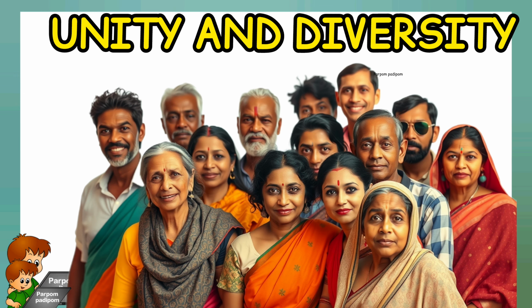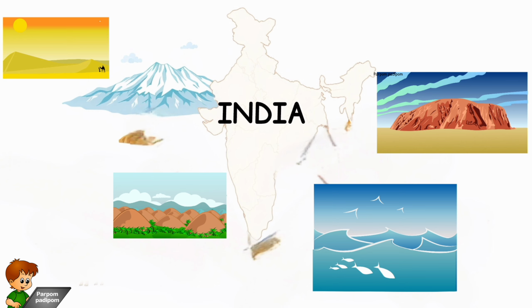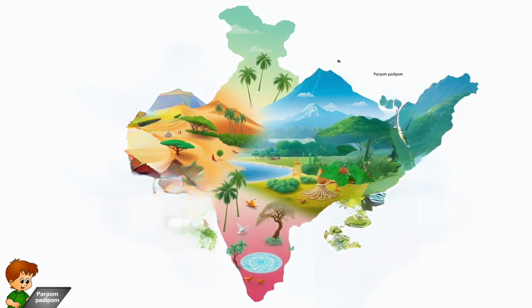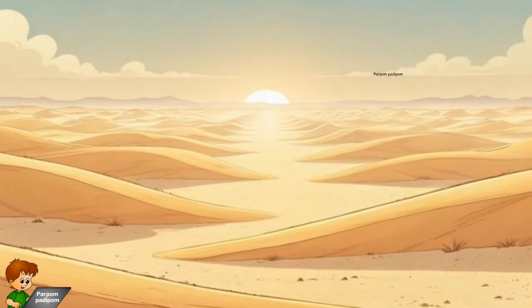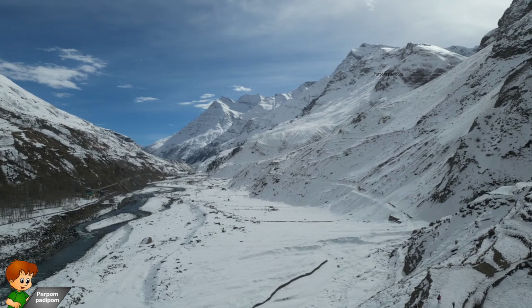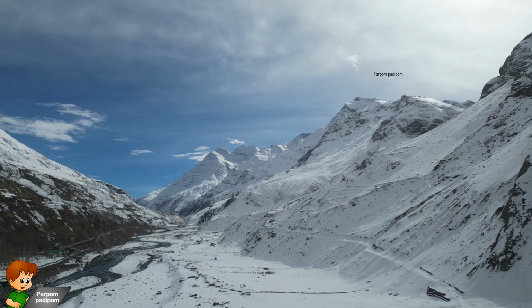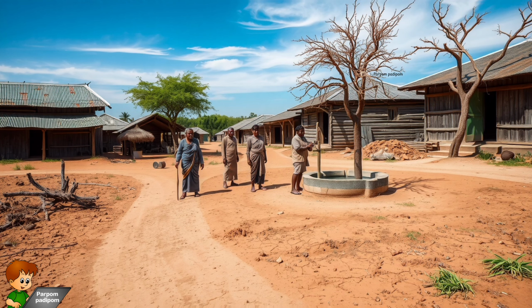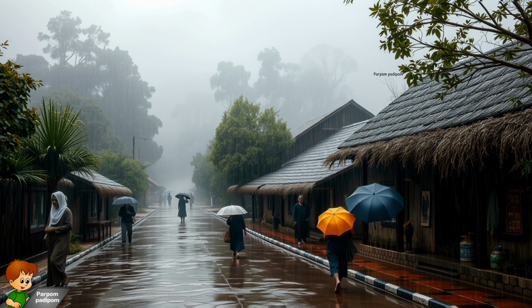Unity and diversity. We have seen that India is a land of diversity. This is visible in its different landforms. The climate also differs from place to place. Some places are very hot, while some are cool. Some places receive little rainfall, while others receive heavy rainfall.